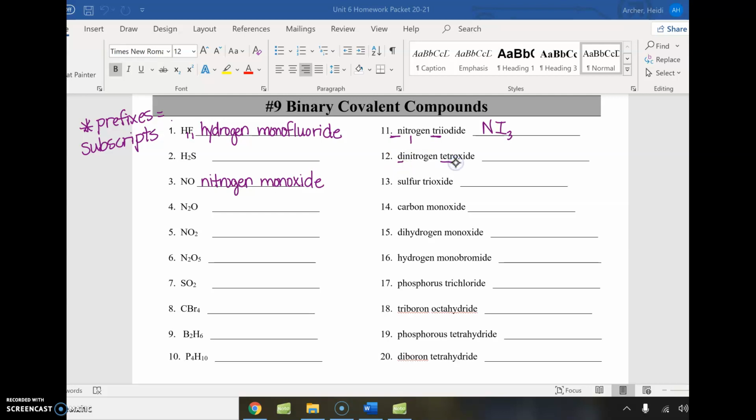Dinitrogen tetroxide means that nitrogen being my first element, there's going to be 2 of them. Oxygen being my second element, there's going to be 4 of them. So you're using the prefixes to indicate your subscripts. Last one we'll look at here, sulfur does not have a prefix, which means that there is just 1 of them. And then trioxide would be O3.